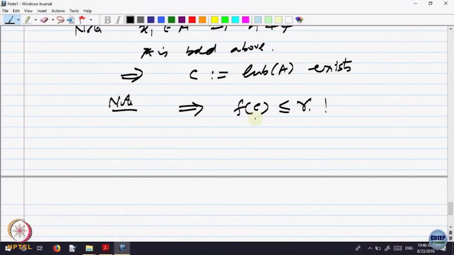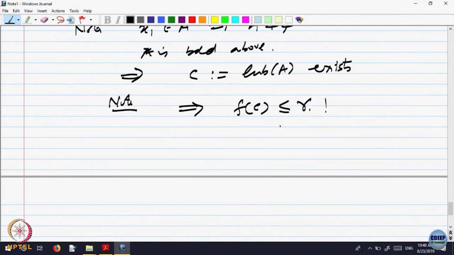That means there must be a sequence in A converging to LUB. We have already seen that. C minus 1 over n cannot be, there must be a point, all that we have done. So, there is a sequence in A converging to C. So, what is the value at that point of the sequence? They are in A. So, f of C, f of that element of the sequence, is less than or equal to gamma.